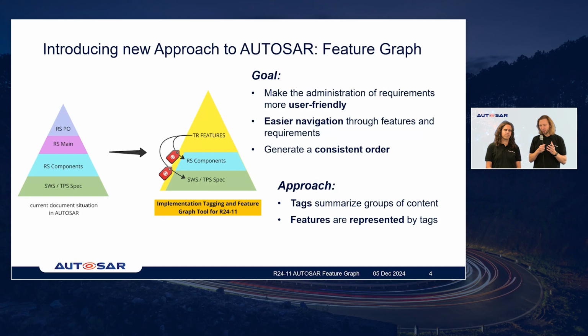How could we make it easier to navigate through the features and the requirements to find the information we are looking for? Also, maybe the whole order we have currently lacks consistency. So what can we do about this? What if we tag the information? In this case, it's easier to search.